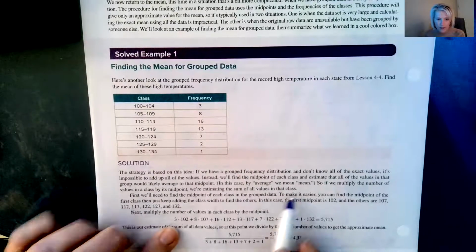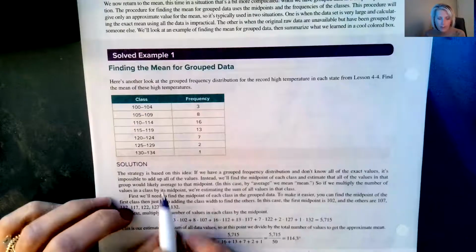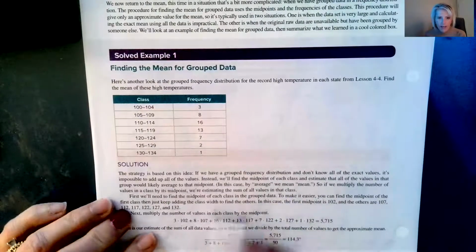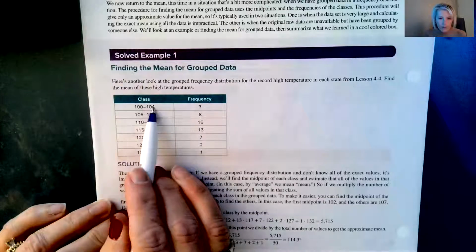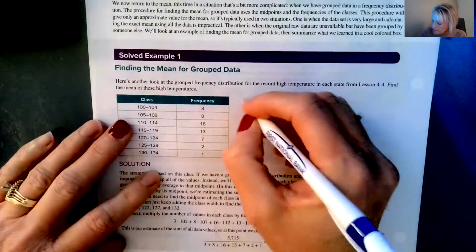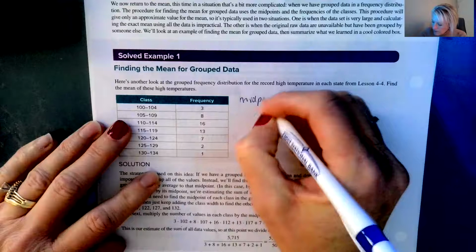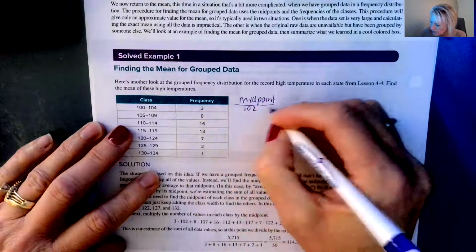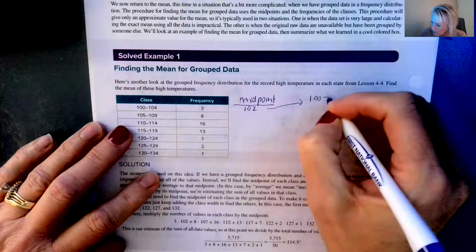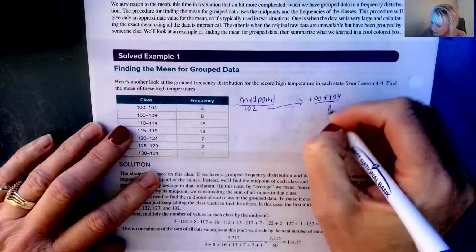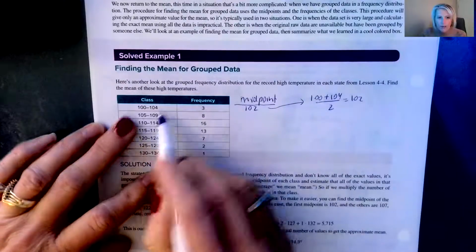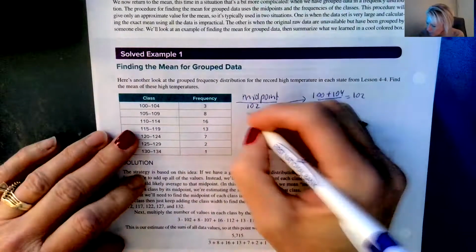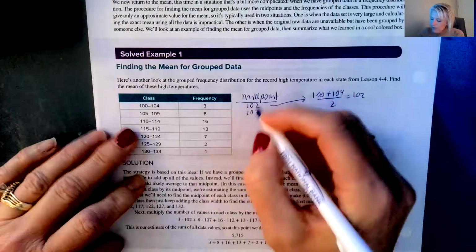The way they find the midpoint is a little bit different than how we would do it in our stats class, but they average the 100 and the 104. So the midpoint for this data would be 102. And that comes from 100 plus 104 divided by 2 is 102. So you're averaging the lower and the upper. And then the next one would be 107.